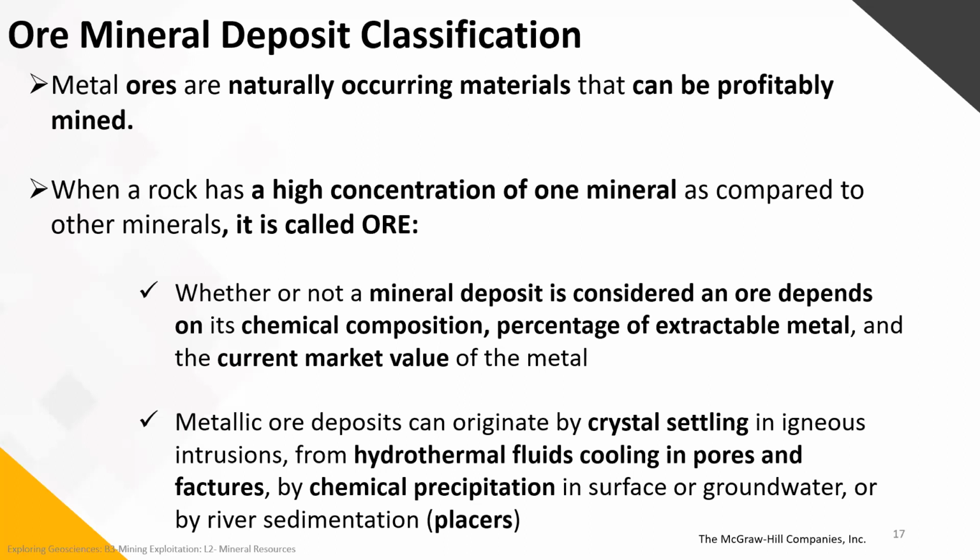Metallic ore deposits can originate by crystal settling in igneous intrusions, from hydrothermal fluids cooling in pores and fractures, by chemical precipitation in surface or groundwater, or by river sedimentation, called placers.